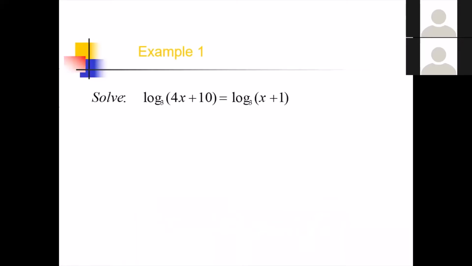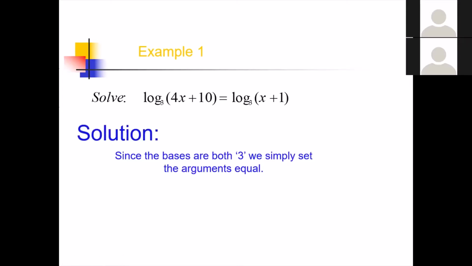Now one more question. Look here, log base 3 of 4x plus 10 and log base 3 of x plus 1. Can these log 3 cancel? Yes, they can cancel. Yes sir, they can. Yes, because the base is the same. Okay, so we write 4x plus 10 is equal to x plus 1.